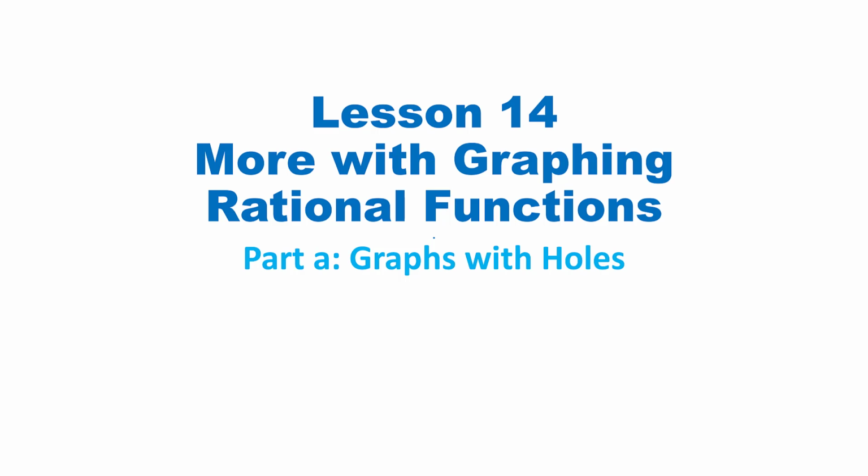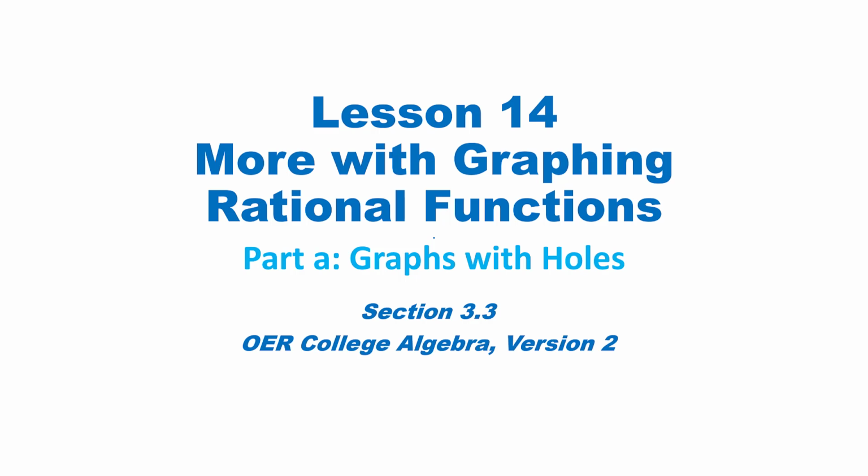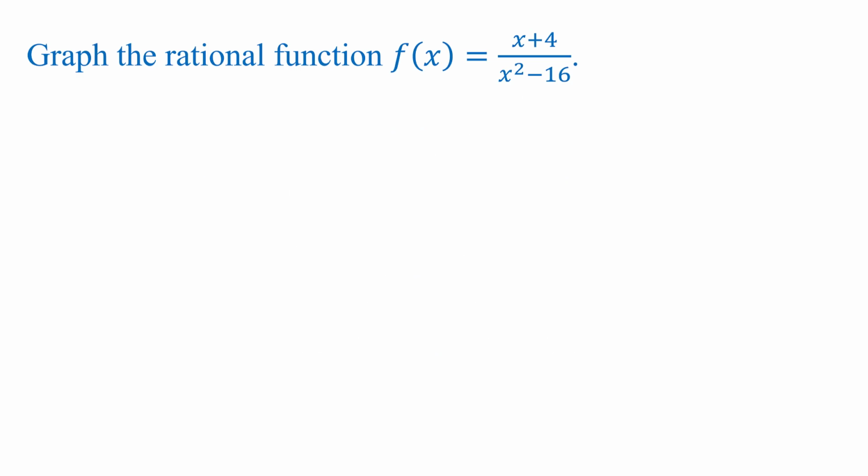In Precalculus Lesson 14, we continue graphing rational functions, beginning with graphs containing what we refer to as holes. This is from section 3.3 in the College Algebra textbook. Let's start with the function f of x equals x plus 4 over x squared minus 16.